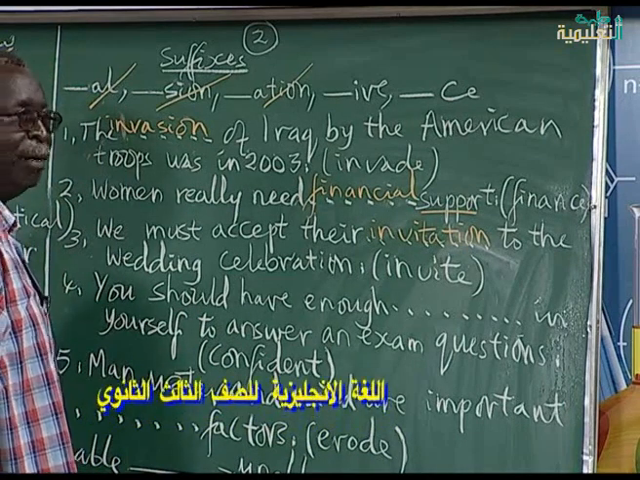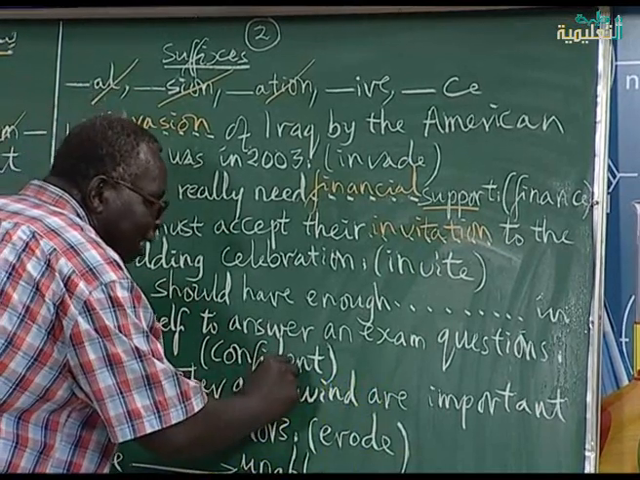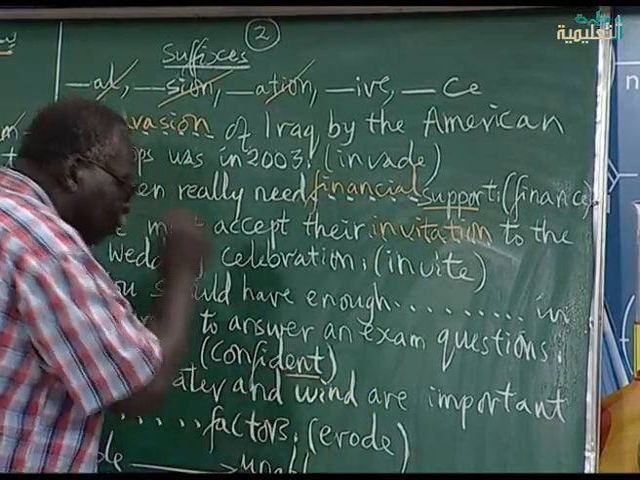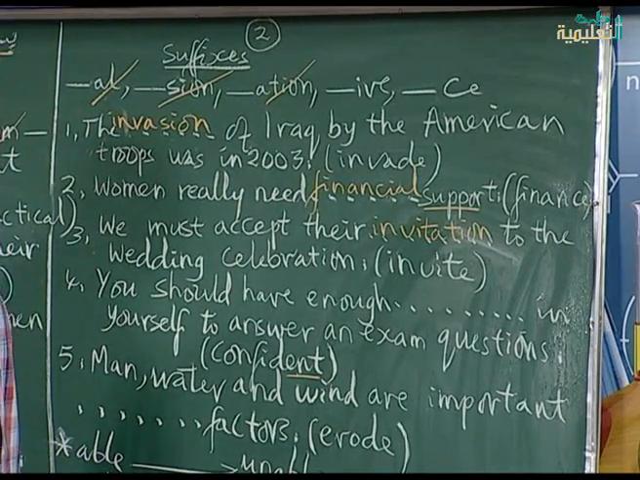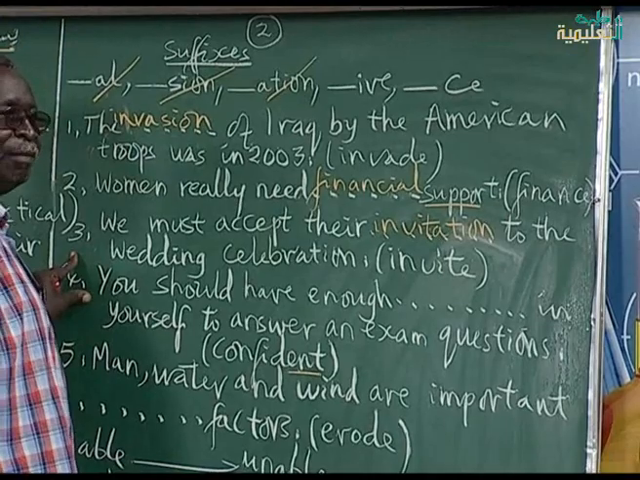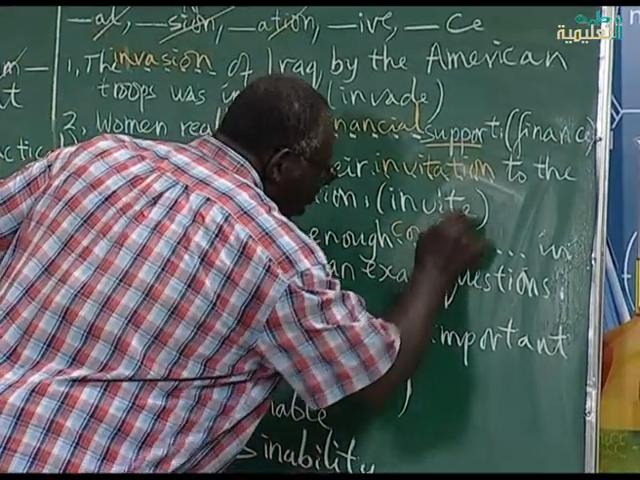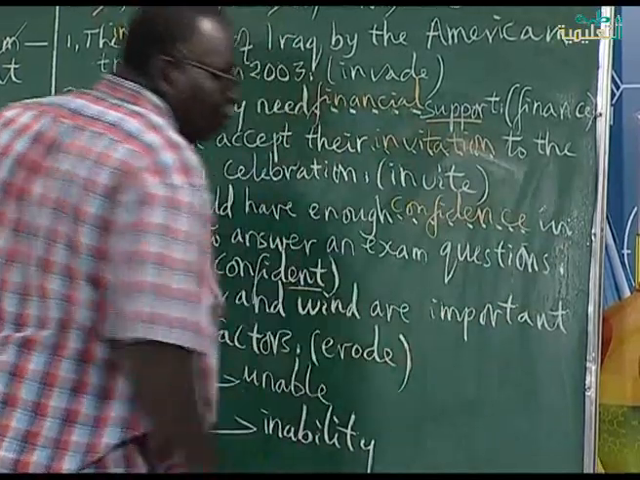You remember? We said that if an adjective ends in ANT or ENT, and we want to make it a noun, we are going to drop the T and then we add the suffix CE. It's going to be what? I'm sure you can tell the answer before I write it. Yeah, it's going to be confidence.